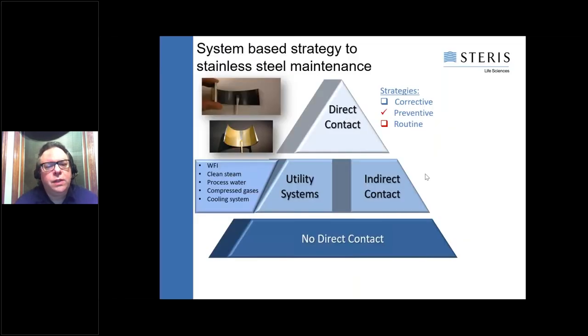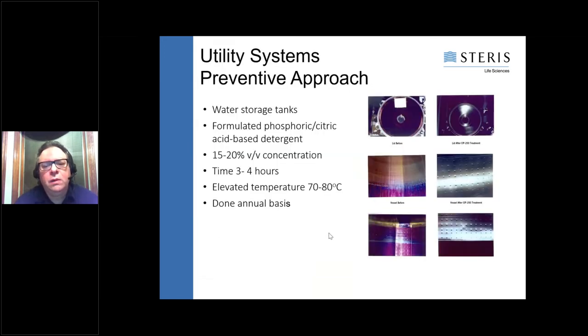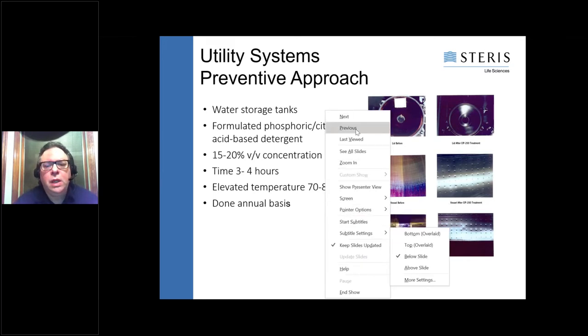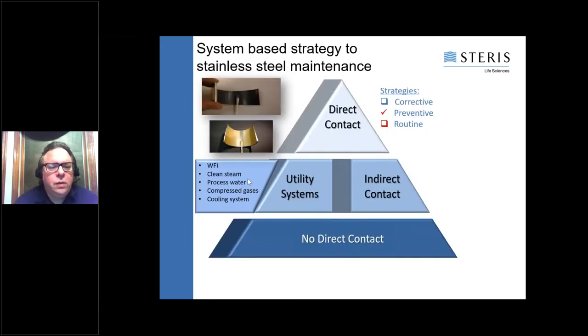So let's now talk about utility systems. The utility systems would be water, clean steam, cooling systems, or compressed gases. The image on your top left is a clean steam line, and you can see that black oxide, that type 3 rouge that Richard talked about. And then a water system application underneath that, where you have more of that type 1 rouge, which you can wipe off and see a bright, shiny metallic finish underneath. In most cases, we're going to be looking at a preventive approach for utility systems applications. So next slide, Richard.